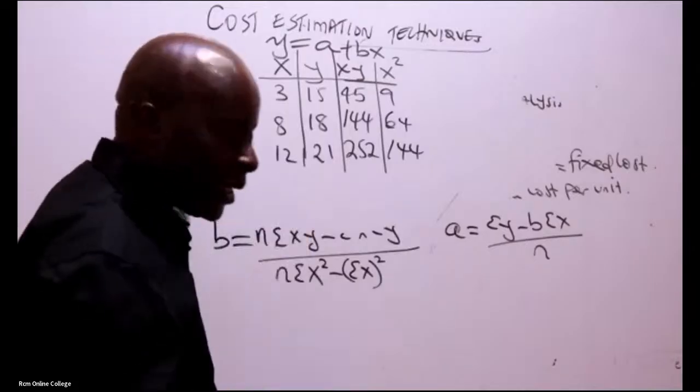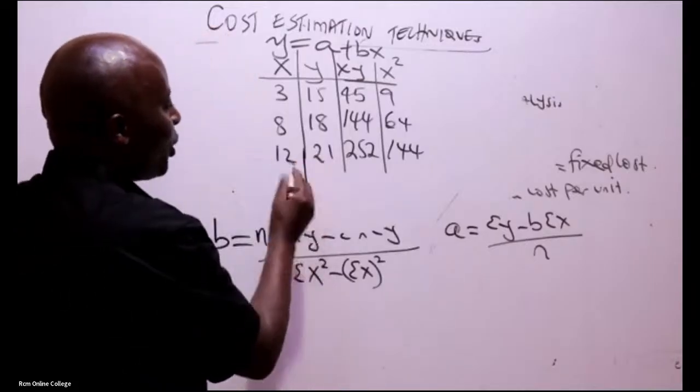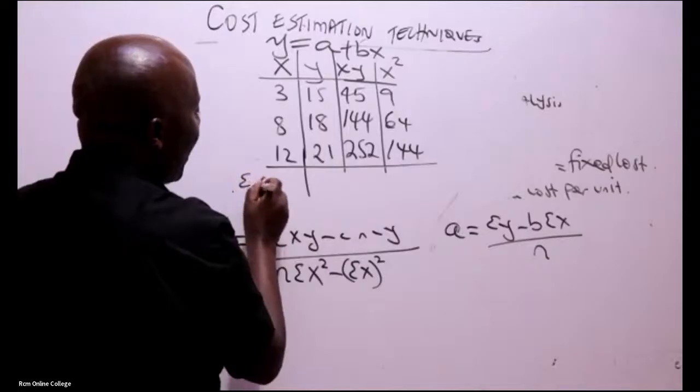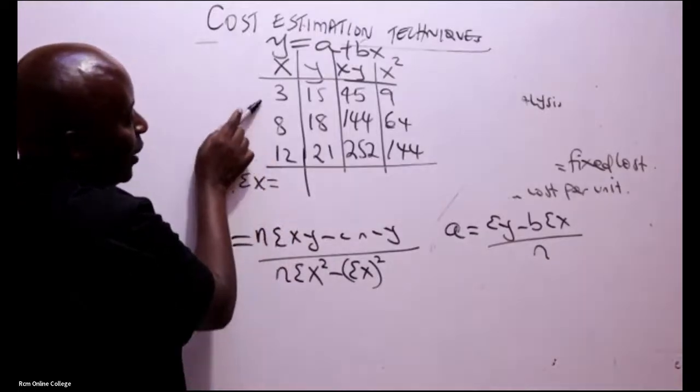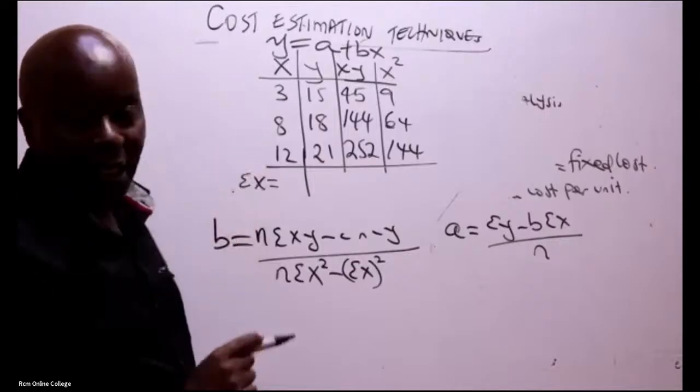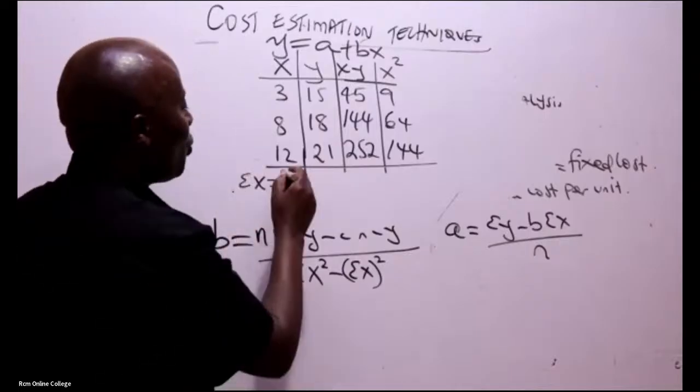So go ahead and give us summations. Give us here summation of x. Is there somebody who can add this for us? So summation of x will be 11 plus 12. That gives us 23. Thank you so much, 23.